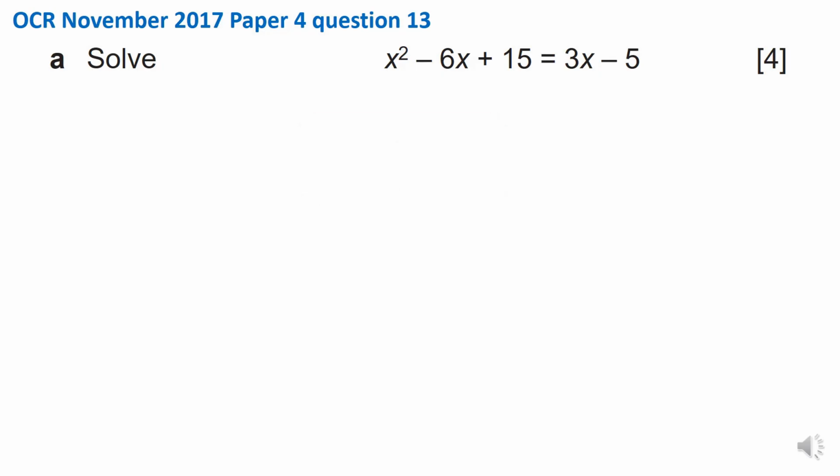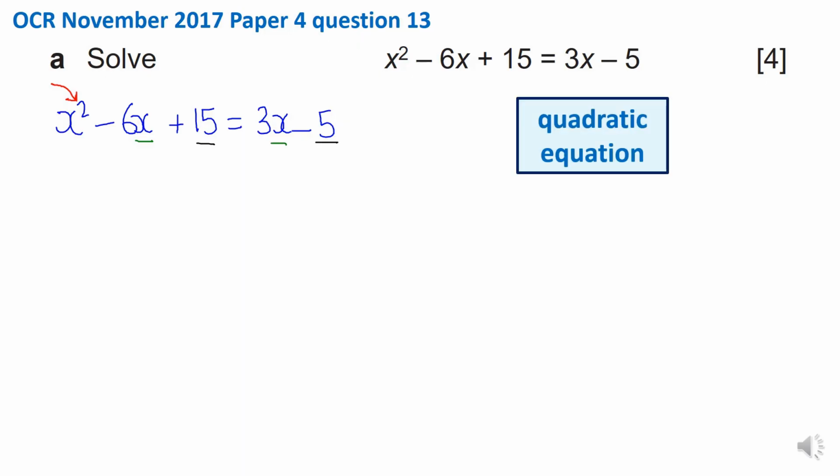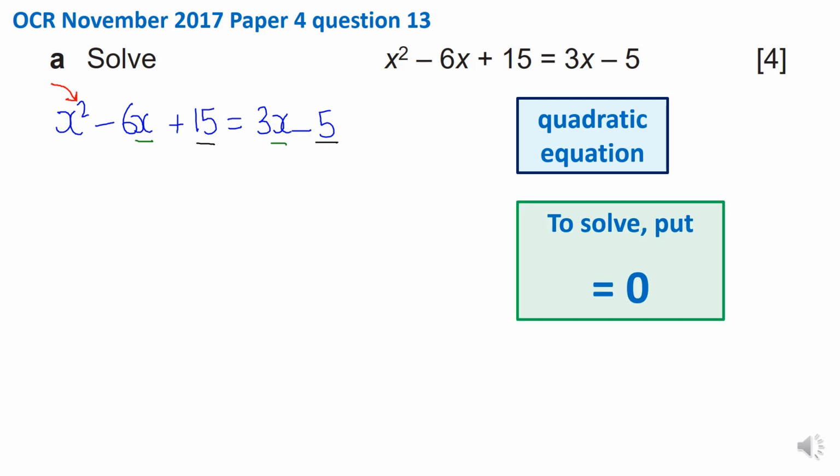Okay, so let's write out the equation on the left. x squared minus 6x plus 15 equals 3x minus 5. A quick look at the equation will show you that there is an x squared term. There are also two x terms and two constants. So this is in fact a quadratic equation. And the way to solve a quadratic equation is to put it equal to 0.